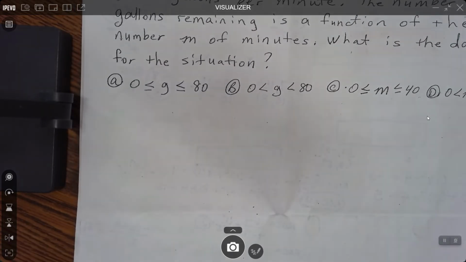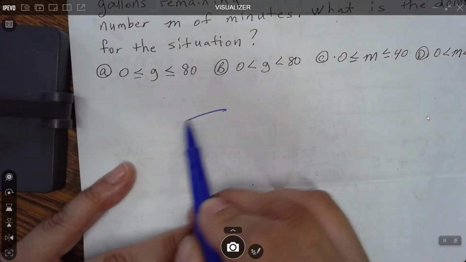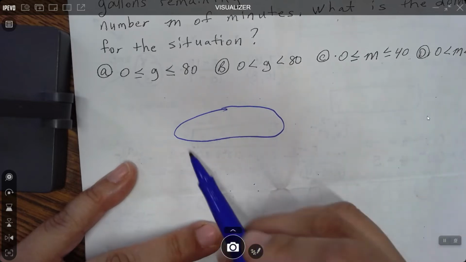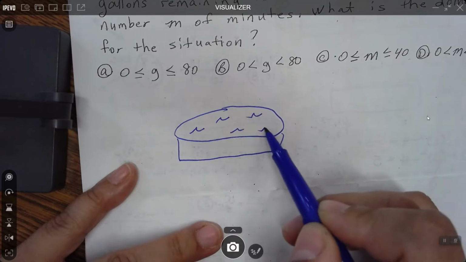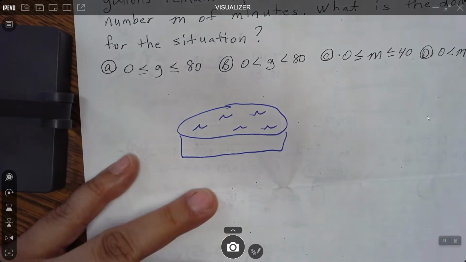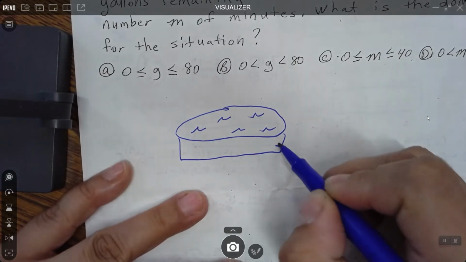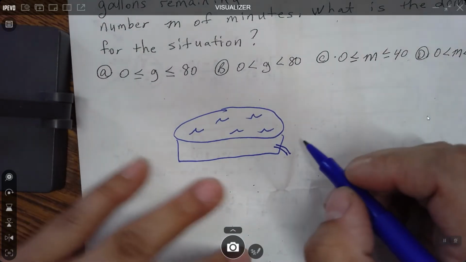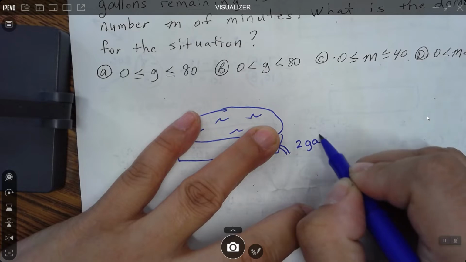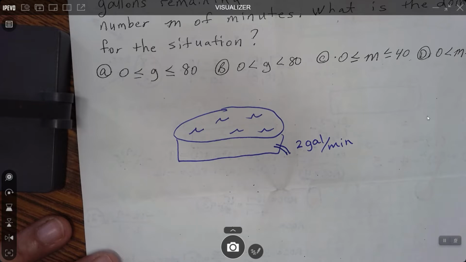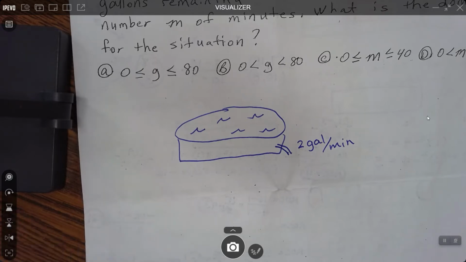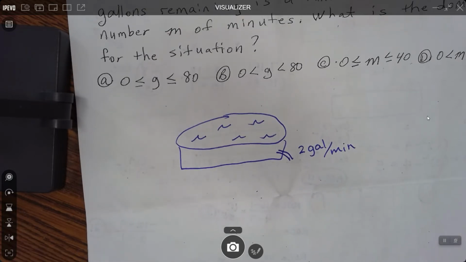Whew, an 80-gallon pool. So we got a pool with water that is draining. So water is coming out at a rate of 2 gallons per minute. The number g of gallons remaining is a function of the number m of minutes. What is the domain of the situation?